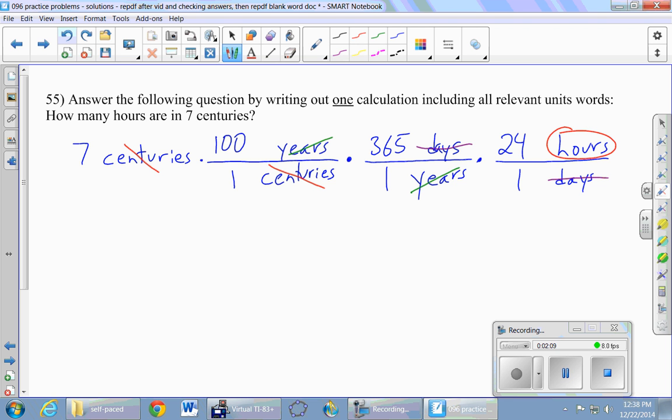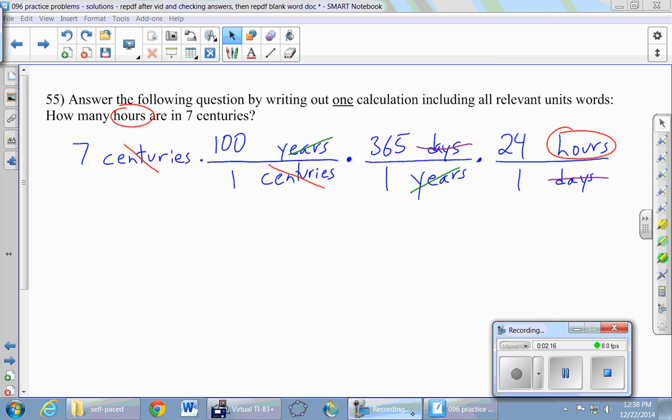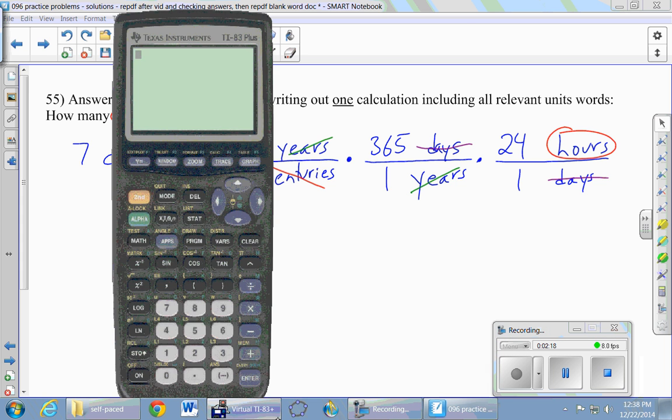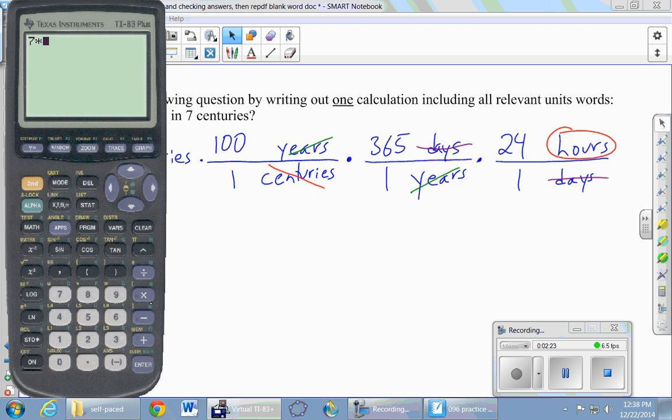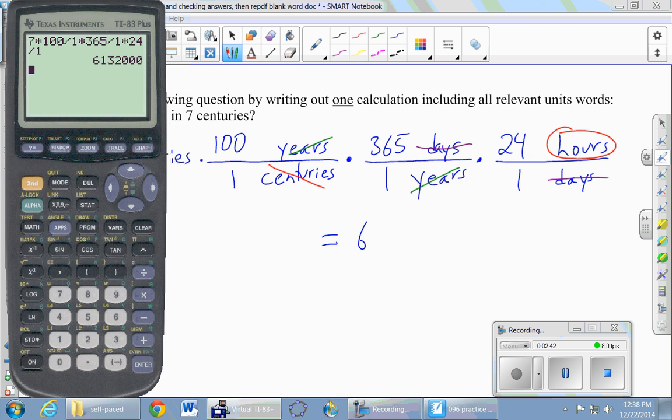How many hours are in 7 centuries? So I think that means we're ready to just type this thing into the calculator, and then we'll have our answer. So started with 7 and then times 100 over 1. And then multiply by 365 over 1. Of course, you don't need to do the over 1s, but I'll just type them in so that everything is up here. Times 24 divided by 1. And so whatever we get here should be the number of hours that is the answer to this problem.